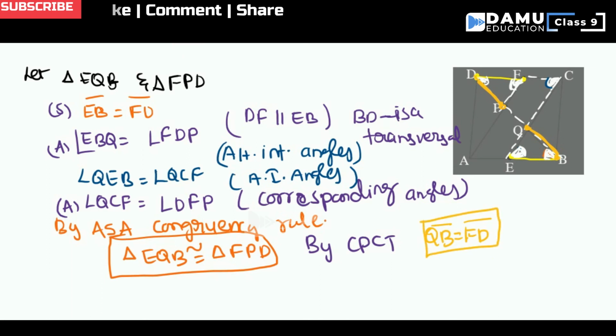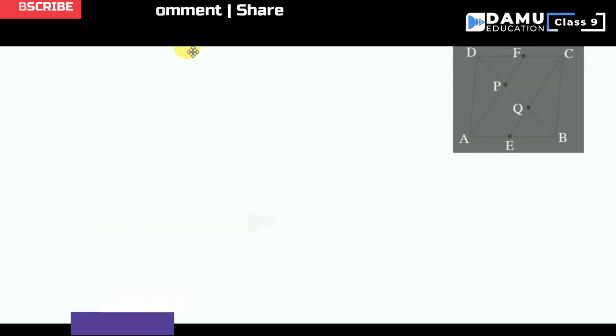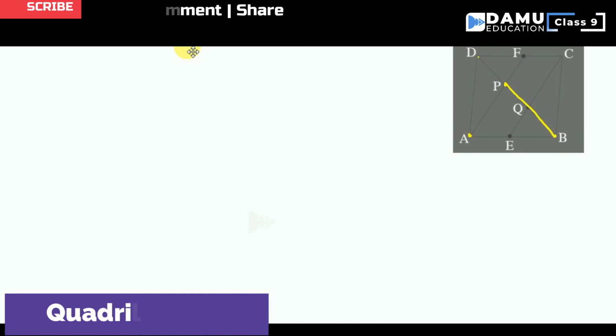Then what we have to show is this middle line, so we consider this one only now. Sorry, this is PD, not FD. So this is PD. Next, let's consider the triangle PAB. Let's consider this triangle PAB.